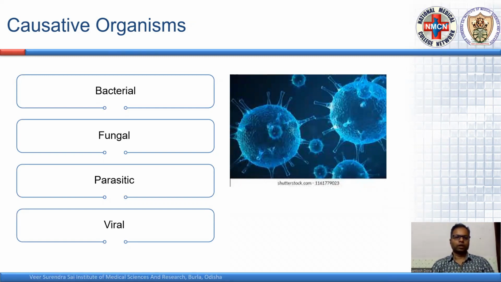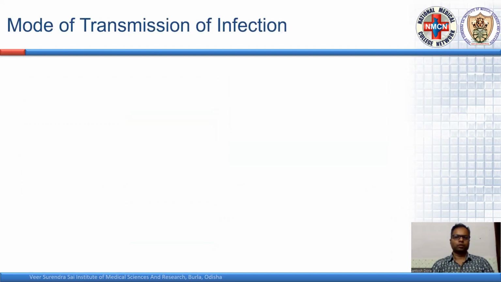In case of parasitic infections, the commonest organism is Trichomonas. In case of viral, the commonest organisms are particularly HPV infections and HIV. So all these infections particularly cause vaginal discharge.